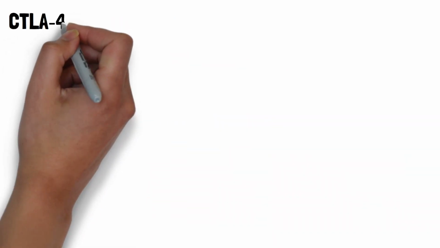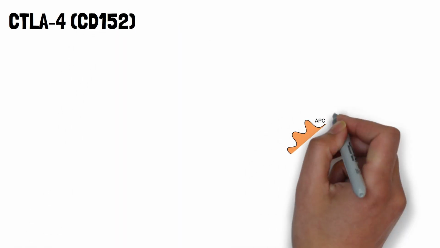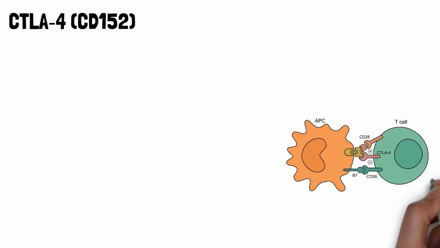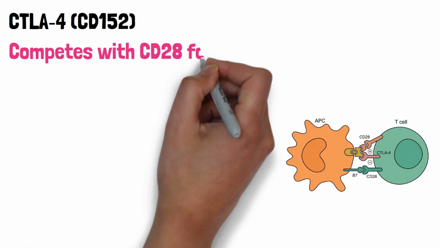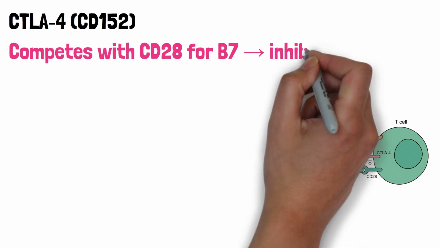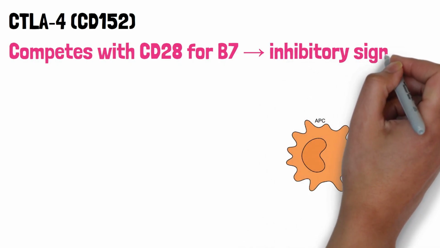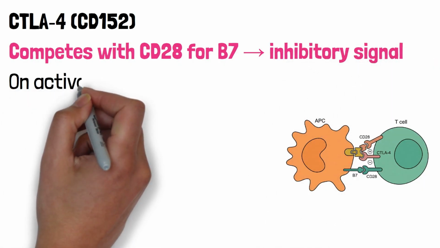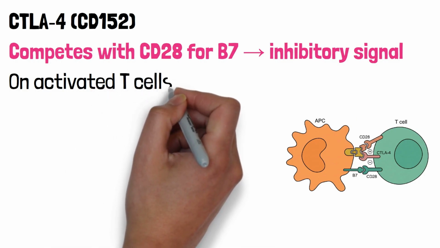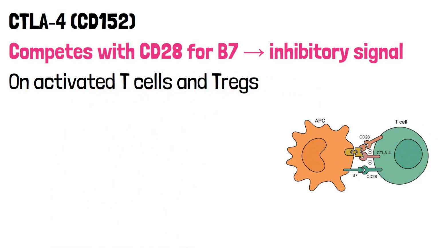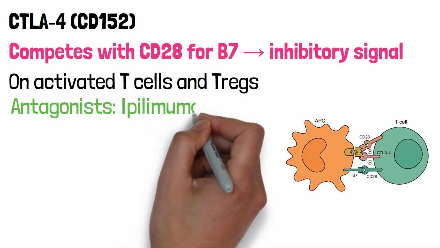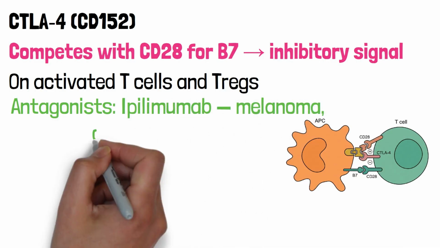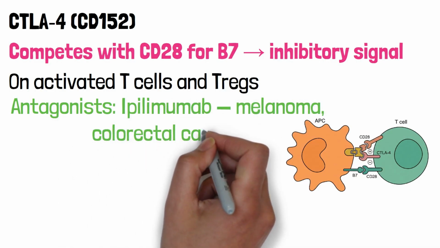Now that costimulation switches activation on, let's look at the molecule that switches it back off. CTLA4, also called CD152, sits on activated T cells and on Tregs, and it competes directly with CD28 for the same B7 molecule, except binding CTLA4 delivers an inhibitory signal instead of an activating one. Block that brake with a drug like ipilimumab and you release the immune system to attack tumors harder, which is why it's used in melanoma and colorectal cancer.